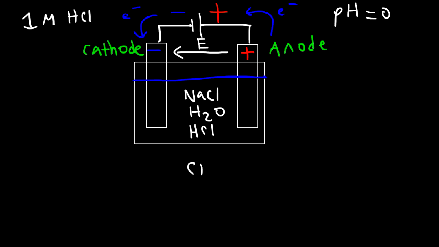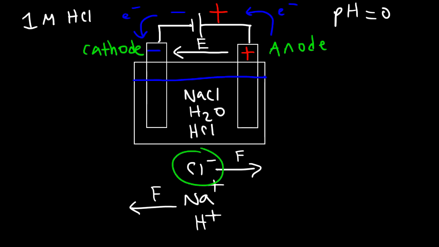Now the negatively charged ions, like chloride, are going to feel a force that will accelerate them in a direction opposite to the electric field. The positive charges, like the sodium ion or even the hydrogen ion, will both feel a force that will accelerate them in the direction of the electric field. So basically, anions like chloride flow towards the anode, and cations like sodium and the hydrogen ion flow towards the cathode. Cations are ions with positive charges, and anions are ions that contain a negative charge.